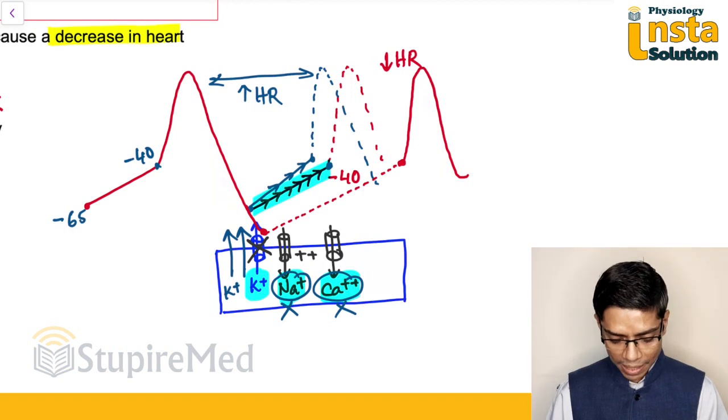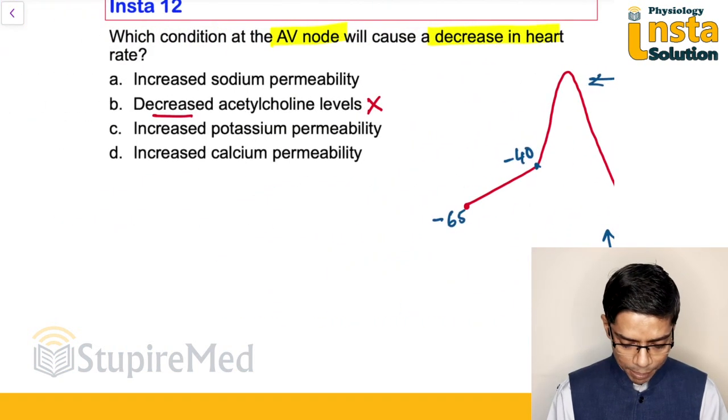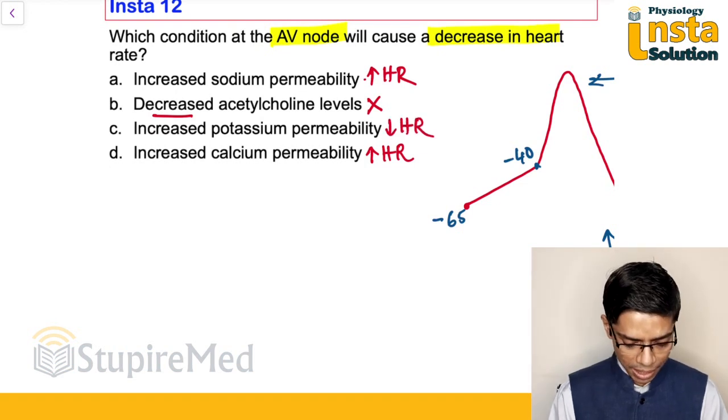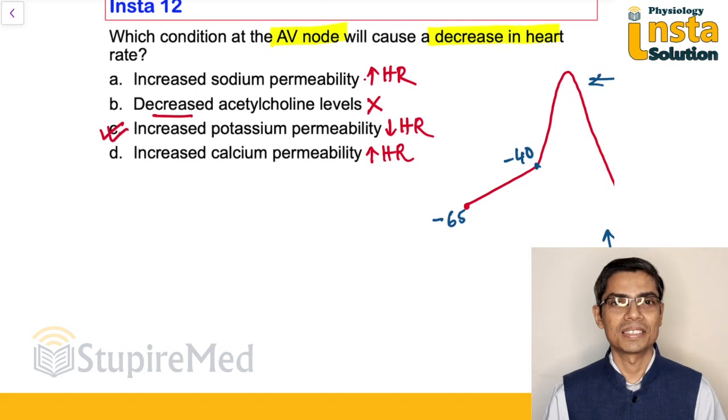If I look back at the options, increased sodium permeability will increase the heart rate. Increase in calcium permeability will increase the heart rate. Increased potassium permeability will decrease the heart rate. So obviously our answer is C. Got it?